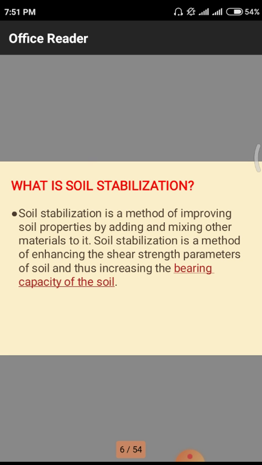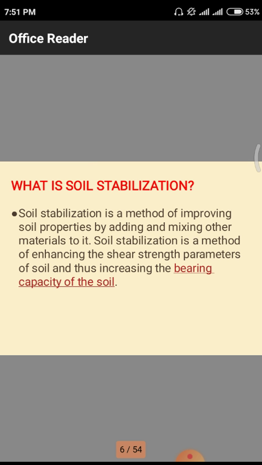We have to mix those quantities very well. After that we have to roll with these rollers like sheep foot roller, pneumatic wheel rollers, flat surface roller, and vibro compacting rollers. All those rollers we have to use and we have to compact. Then we will get a good quality of soil with physical parameters and strength parameters. This is the soil stabilization.